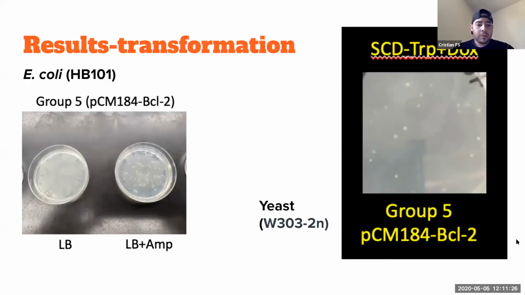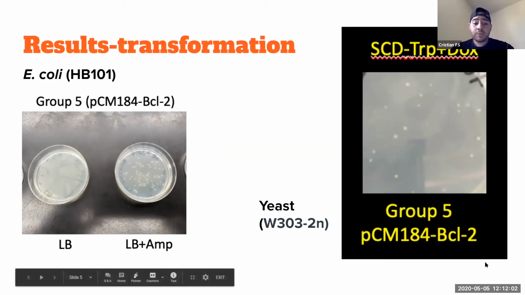For the results section, we have our transformation slide. On the left is our transformed E. coli colonies. We see target colonies growing on the plate containing ampicillin and LB. There are also various smaller opportunistic colonies, which are non-target bacterial colonies for our experiment. On the right are the transformed yeast cells. The yeast transformation produced very few colonies, but it does indicate that the transformation was successful since yeast is growing even though tryptophan is not present in the medium.